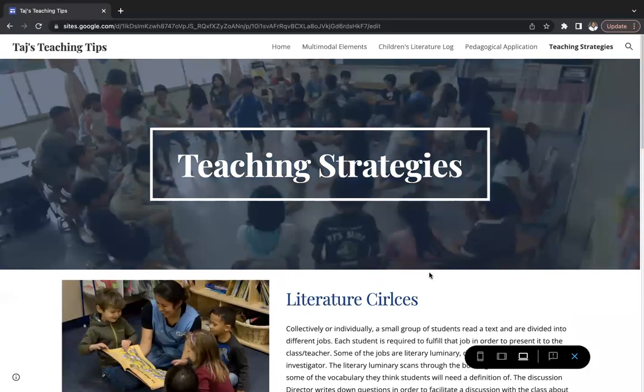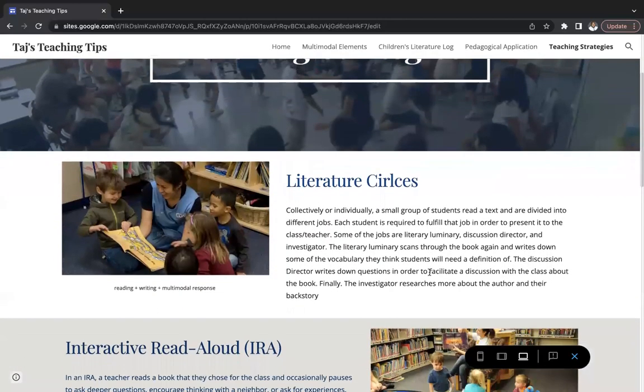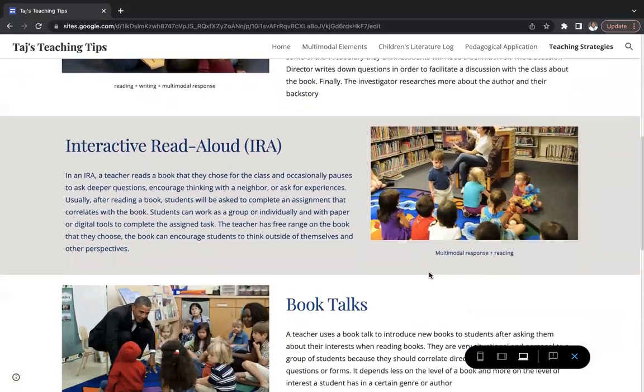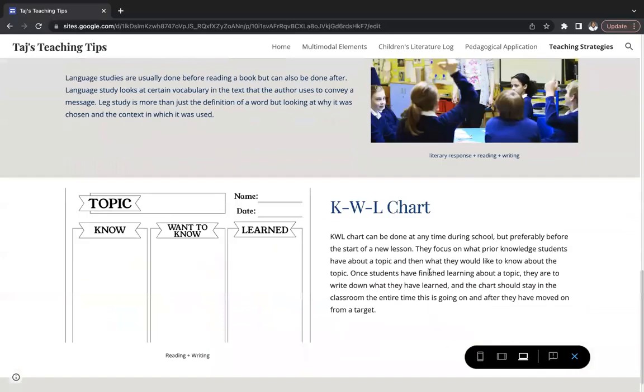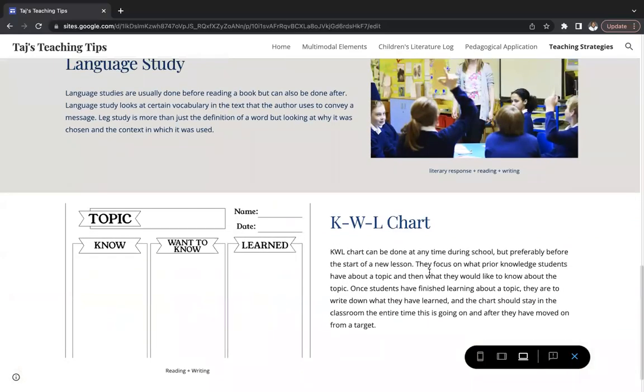My teaching strategies include literature circles, interactive read alouds, book talks, language studies, and KWL charts. One of my favorites is the KWL chart because it helps students see what they have learned throughout a period of time. They would write down in the beginning what they know and what they want to know. And by the end of that topic, they will write down again what they have learned. This was visually good for the students to see as well.